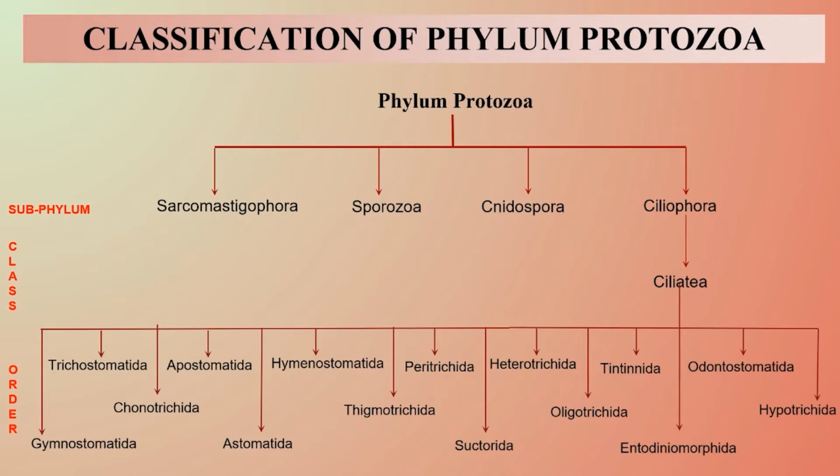They are Gymnostomatida, Trichostomatida, Conotrichida, Apostomatida, Astomatida, Hymenostomatida, Thigmotrichida, Peritrichida, Suctorida, Heterotrichida, Oligotrichida, Tintinida, Entodynomorphida, Odontostomatida, Hypotrichida.